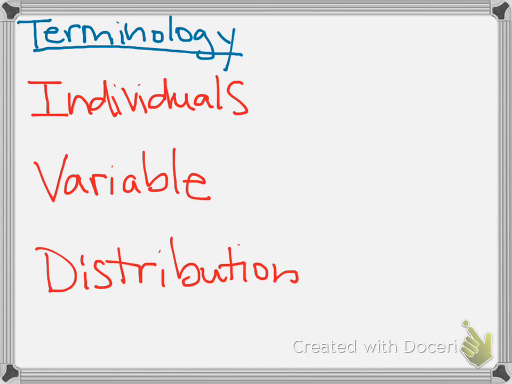And then the last term that you need to be familiar with is distribution. Distribution is just the word that we use to describe all of the different values that a variable could take on. So for instance, if the variable we're considering is eye color, its distribution would be any of the possible eye colors. So blue, brown, green, gray, something like that.